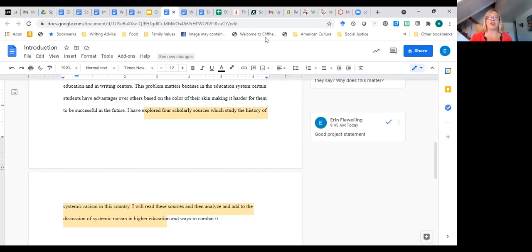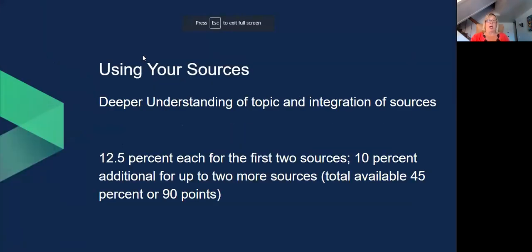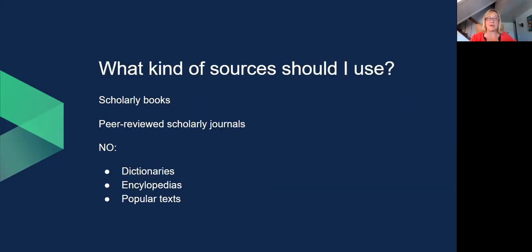Okay, back to the body of your paper is worth up to 90 points. 12.5% or 25 points for each of the first 2 sources, and then 10% or 20 points additional for up to 2 more sources. So total available is 45% or 90 points.